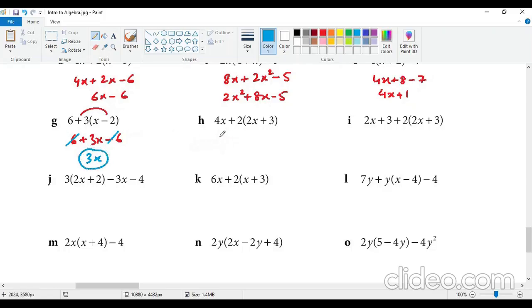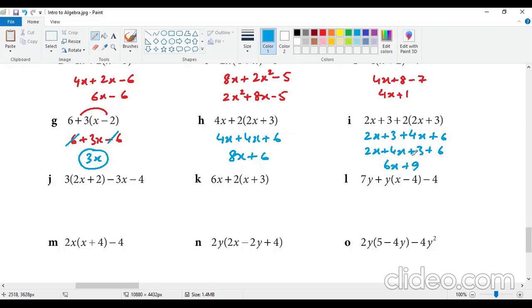4x plus 4x plus 2 times 3 is 6. This will give you 8x plus 6 as an answer. Now here you have four different terms. 2x plus 3 plus 2 times 2 is 4x plus 6. That means 2x plus 4x plus 3 plus 6. You will have 6x plus 9 as an answer.